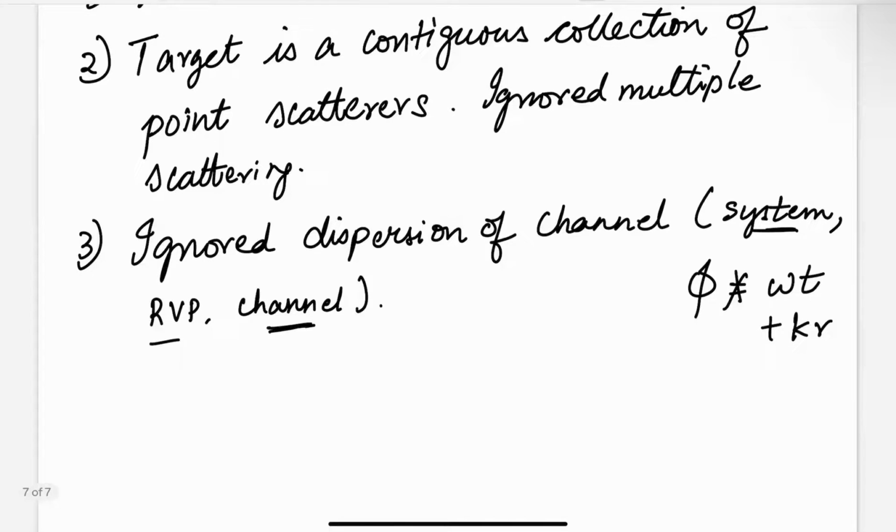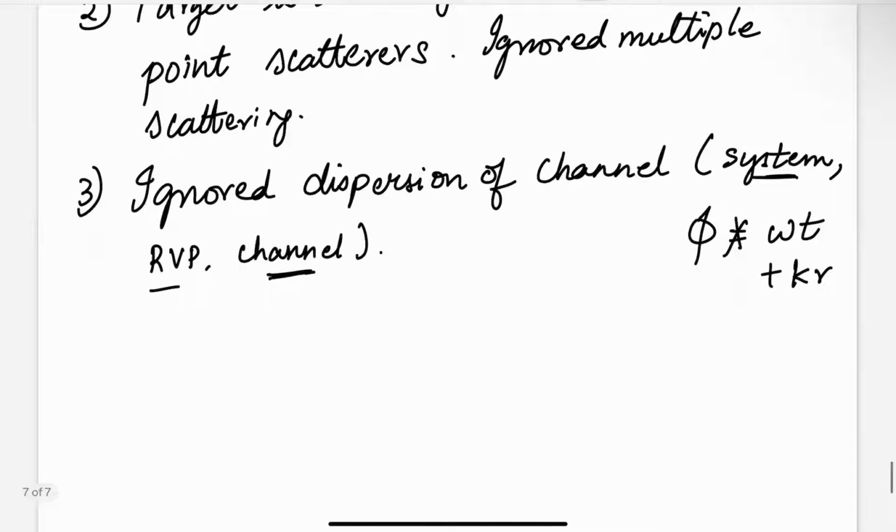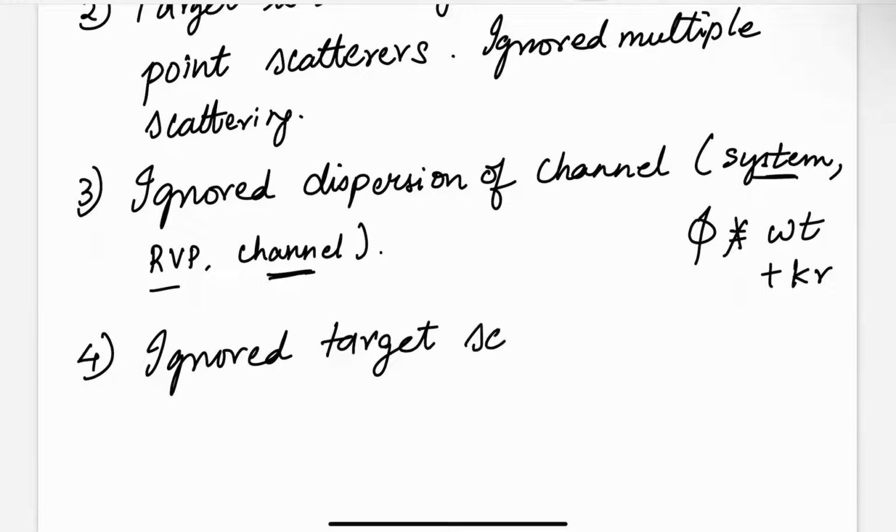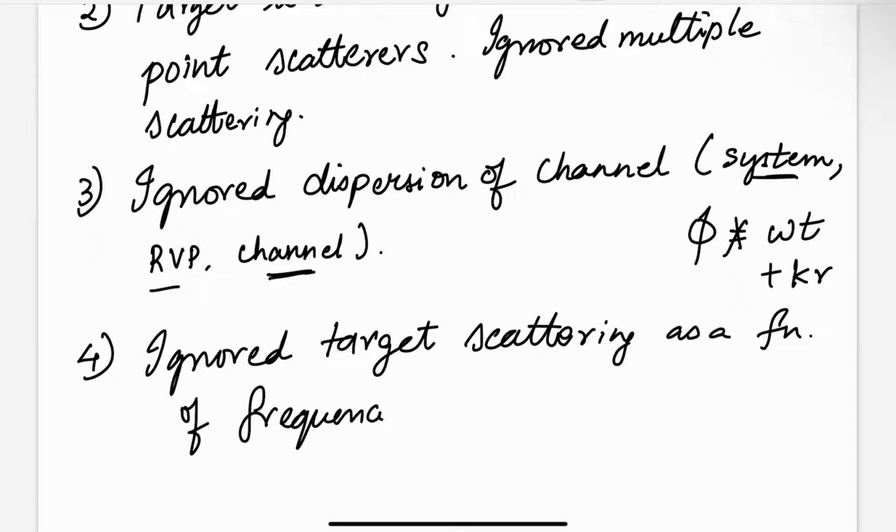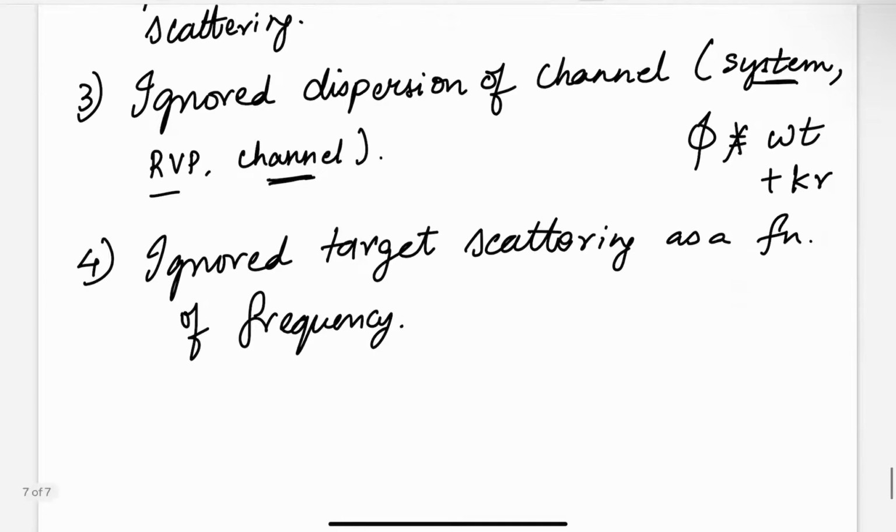And that's much harder to model. For now, we'll just ignore it. Keep it simple. Okay. Then we have ignored target scattering as a function of frequency. Right? So we assume that my target also has no dispersion, and that is also not true.